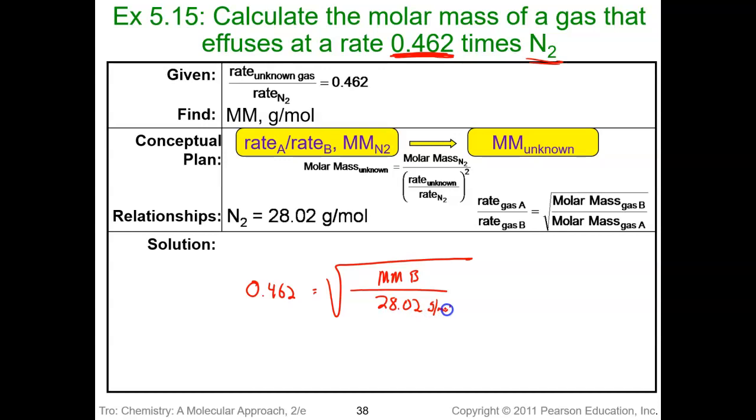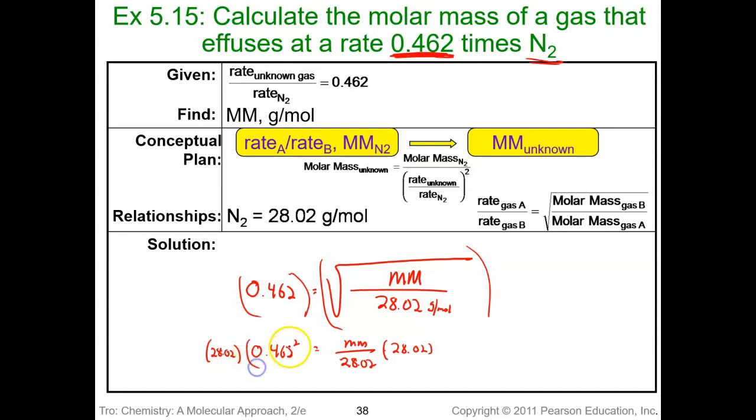Now there is actually a theory to make this work every single time, but let's just try this and see what we get for this molar mass of this gas. All right, so we have to square this, so we have 0.462 squared equals molar mass over 28.02, and we get 5.98. Okay, now let's remember what we said.